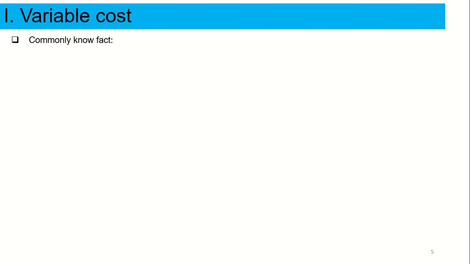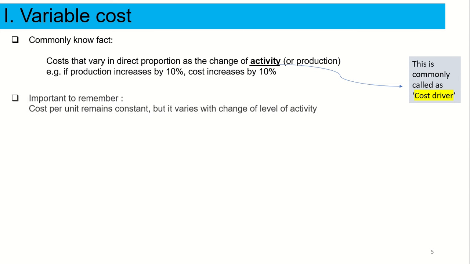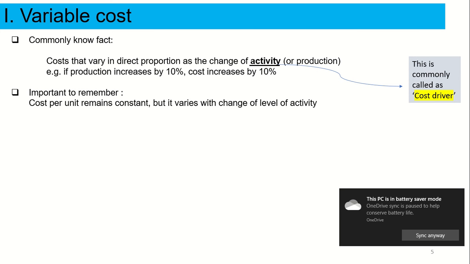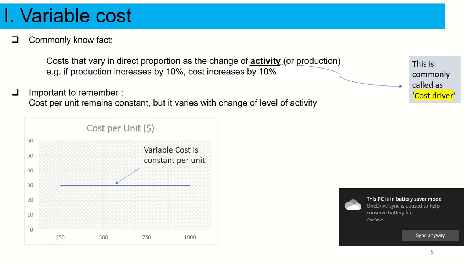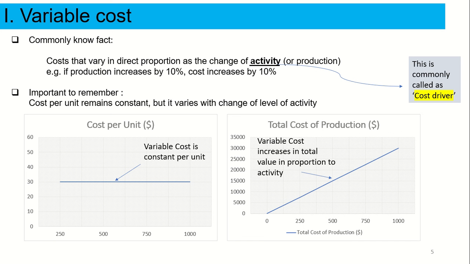Variable cost. A commonly known fact about variable cost is that it varies directly in proportion to the change in the level of activity. If production increases by 10%, cost also increases by 10%. Now, this activity is nothing but your cost driver. It could be your level of production, your man days, etc. Important to remember is that cost per unit remains constant, but in terms of absolute value, it changes. So this concept should never be mistaken with the fixed cost, because in terms of the absolute value, it is actually increasing as your activity level increases.